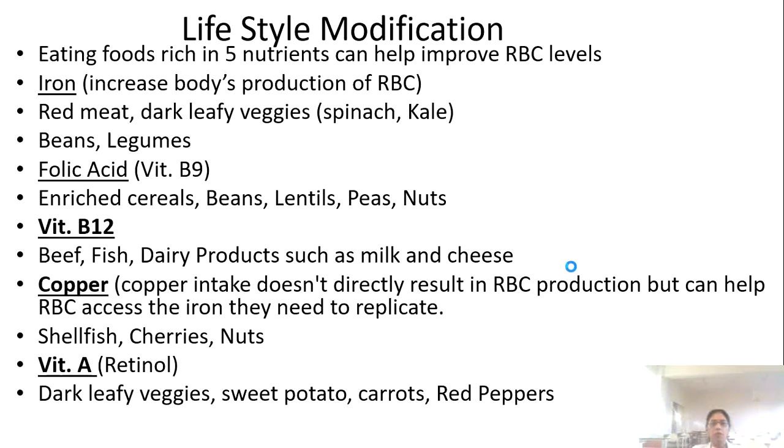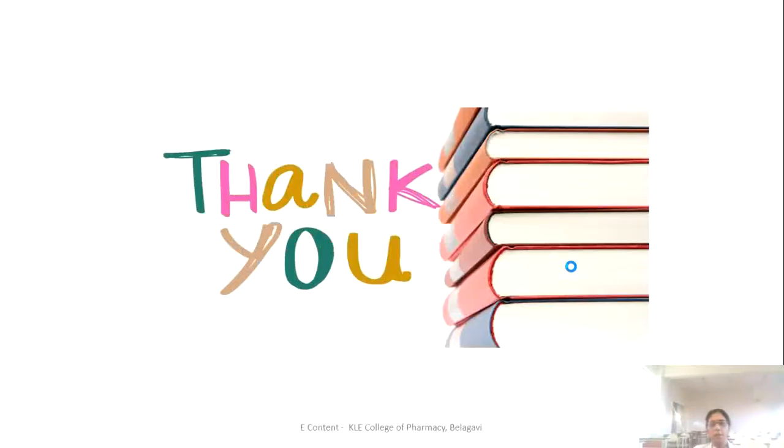Lifestyle modification: eating foods which are rich in nutrients as we discussed earlier, like iron, which increases the body's production of RBCs, like red meat, dark leafy veggies like spinach, then beans, legumes, then folic acid rich foods like cereals, beans, lentils, peas or nuts. Then foods which are rich in vitamin B12 like beef, fish, dairy products such as milk or cheese. Then foods which contain copper, which helps in RBC production, like shellfish, cherries, nuts. Then foods which are rich in vitamin A like dark leafy veggies, sweet potatoes, carrots, red peppers, etc.